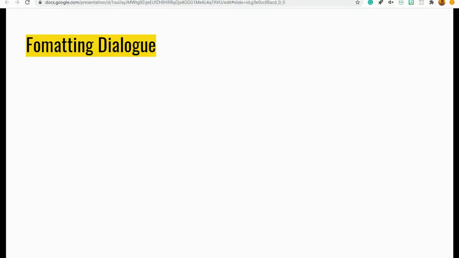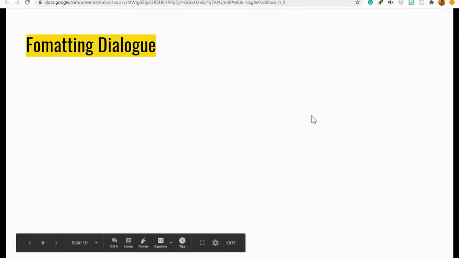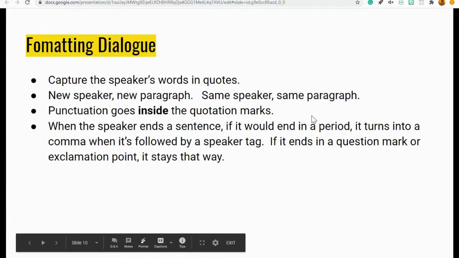Now, I always look to published texts when I'm trying to figure out how to format dialogue. And so I have some rules, and then we're actually going to look at a book, and you can do the same thing in your own book. But I have 2 pages out of 2 excellent books that have dialogue in it that we can look through together. So, for formatting dialogue, there are some basic rules.